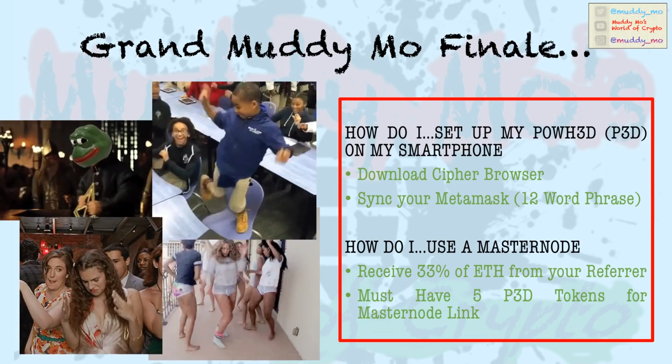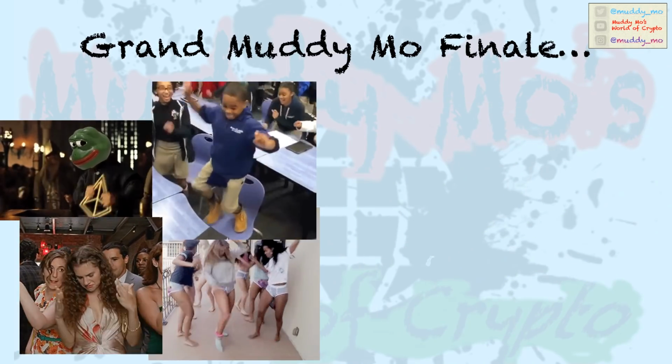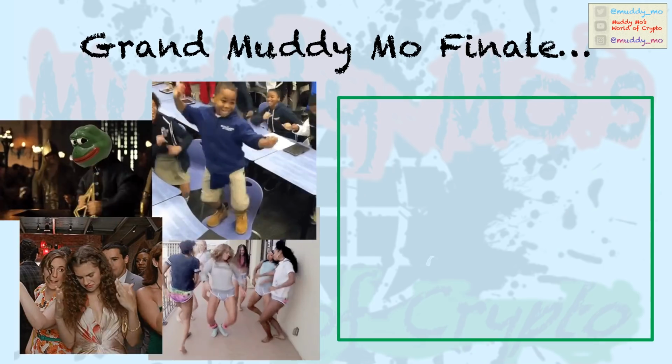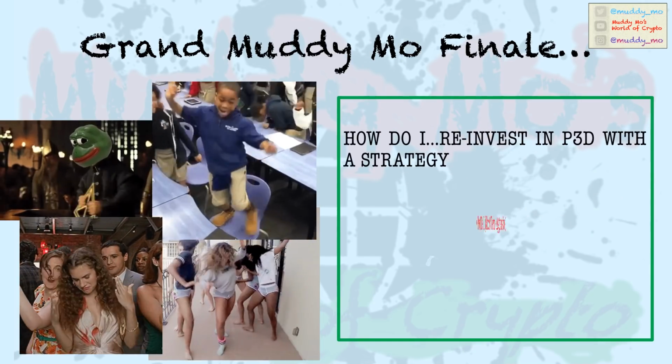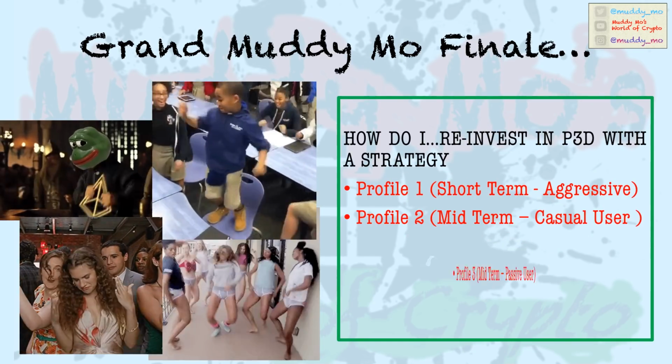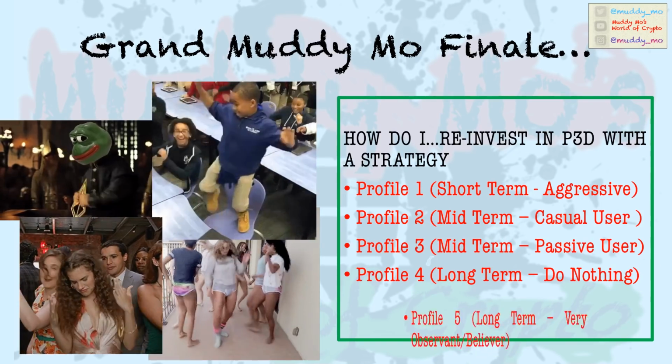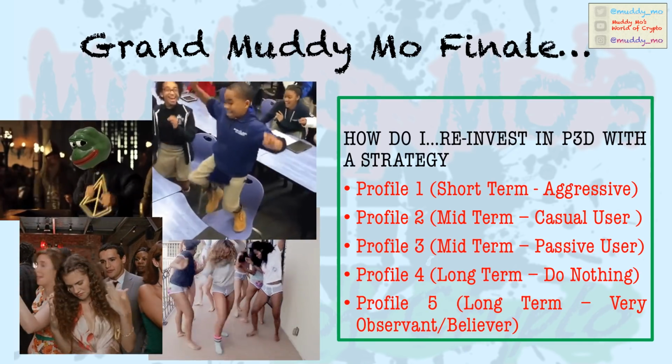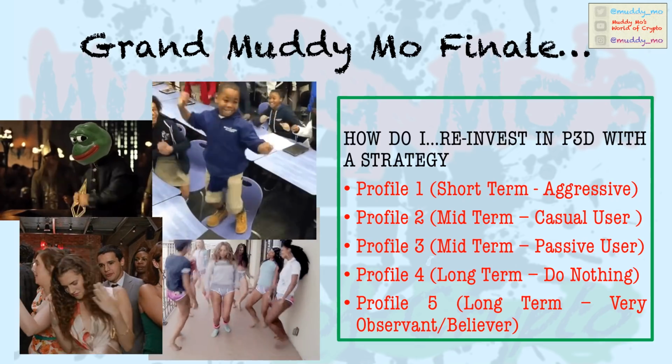Then we talked about how do I use a Masternode, all right? Receiving that 33%. Mine's in the description below. Next up, we talked about how do I reinvest in P3D with a strategy. The profile types, all right? Know what profile type you are, right?